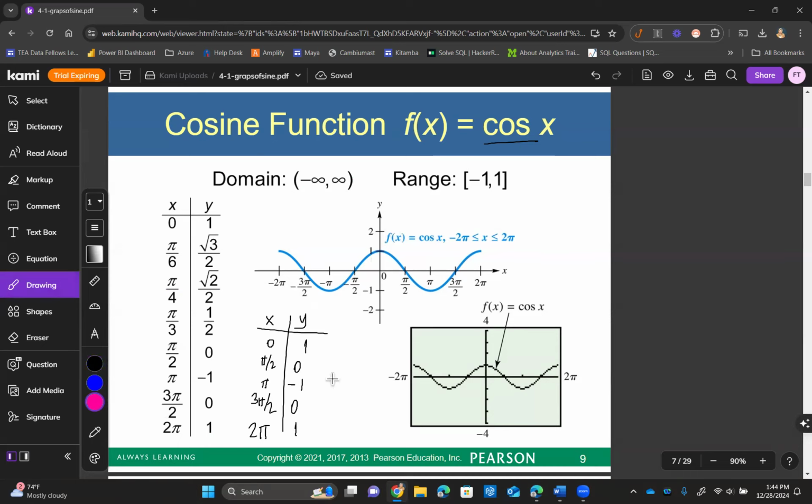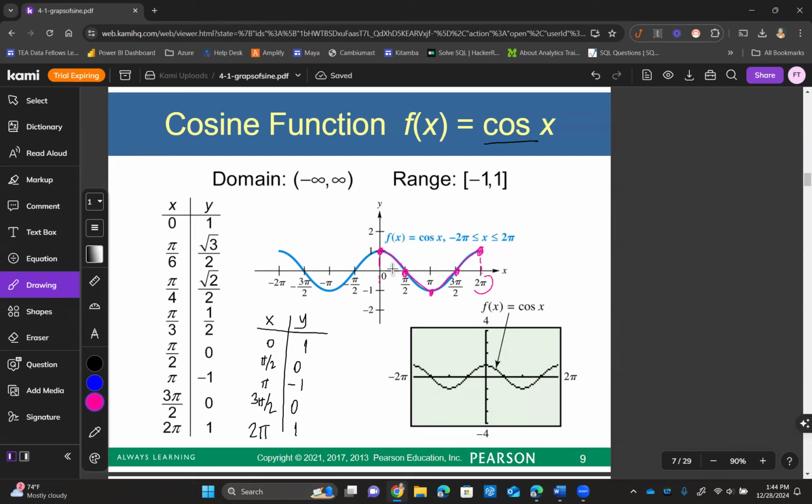So when I plot these 5 points on the coordinate plane, 0 goes to positive 1, pi over 2 goes to 0, pi goes to negative 1, 3 pi over 2 matches with a 0, and 2 pi matches with the 1. And then when I connect these 5 dots, I can understand the full cycle of the cosine graph. So the cosine graph is this kind of V-looking shape. And again, it starts from 0, but it ends at 2 pi.